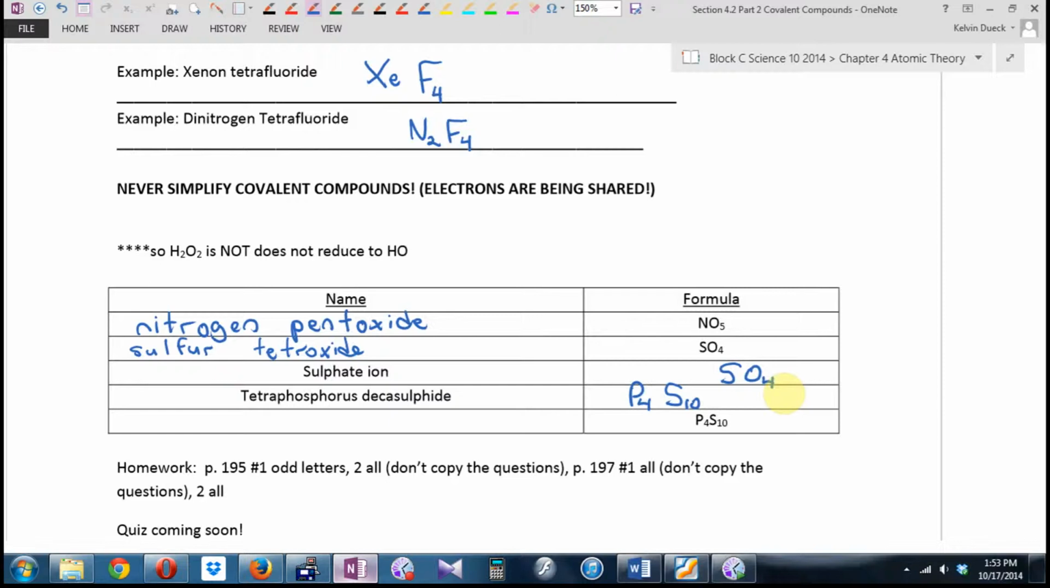Mr. Dueck screwed up because he did P4S10 and then he dropped it down to the next one and forgot to change the formula. So he's going to scribble that out. He's going to very, very quickly make up a formula. Mr. Dueck, haha. Let's go.